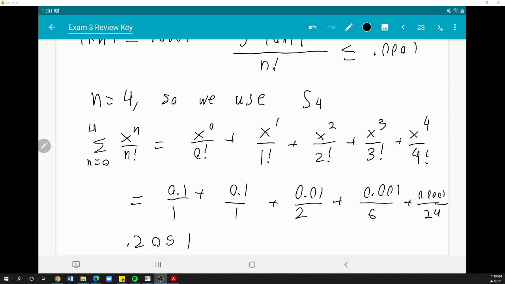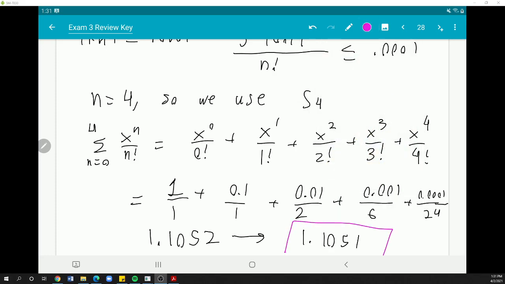Let me just check what e to the 0.1 actually is. What did I mess up? Oh, this shouldn't be a 0.1. This should be a 1. And if I do that, I would get 1.105. So I round this and I get 1.105.